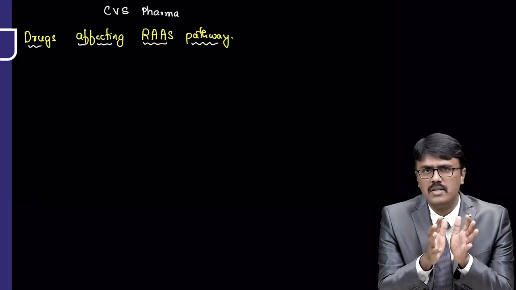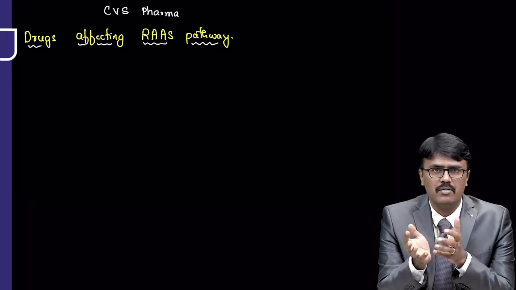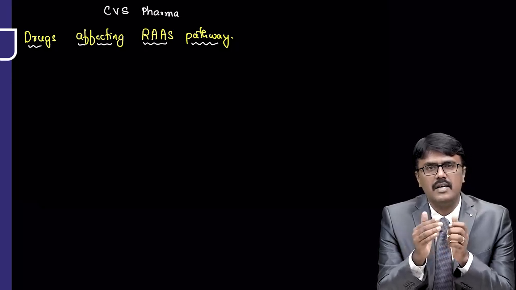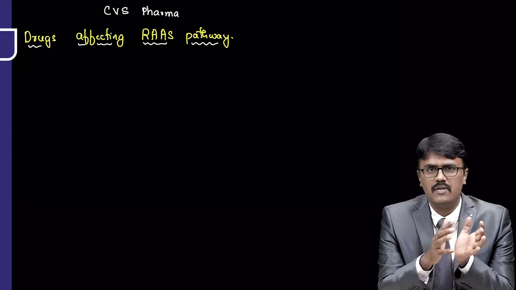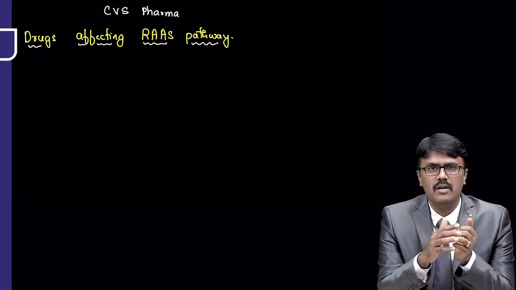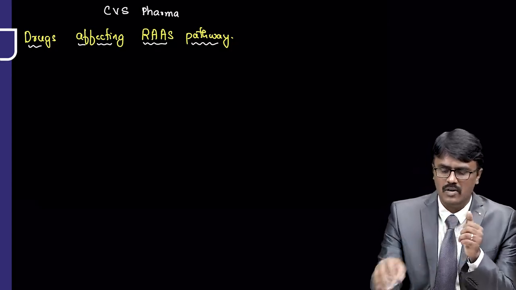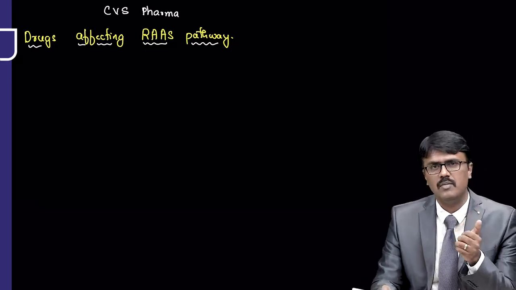To maintain the BP, the system is there. But in certain diseases, this pathway is hyperactive. For example, in hypertension and in chronic CHF, this pathway is hyperactive. So we'll be learning the drugs which block this pathway, and particularly we'll be studying ACE inhibitors and ARBs in this video. So let us understand the pathophysiology, then come to the drugs.